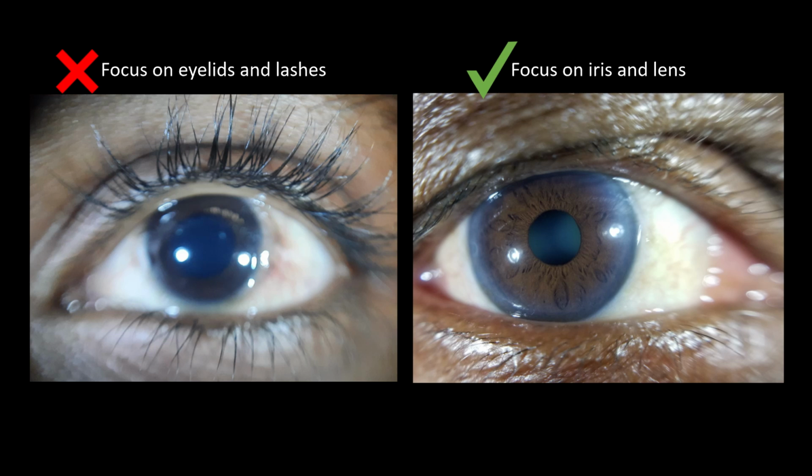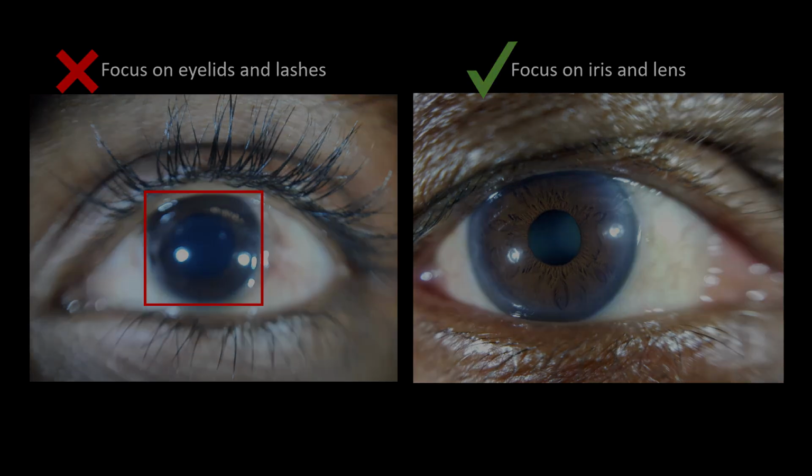In such cases, the image is focused on the patient's eyelid or eyelashes instead of the internal parts of the eye itself. With this common mistake, the internal parts of the eye, such as the cornea, iris, and cataract lens, will be blurry, and the ophthalmologist will have a difficult time determining the patient's diagnosis.